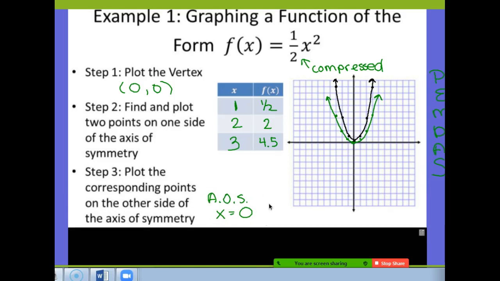The axis of symmetry, or line of symmetry, is the AOS. It is the y-axis in this case, or x equals 0. It is the x-coordinate of the vertex that we set x equal to.